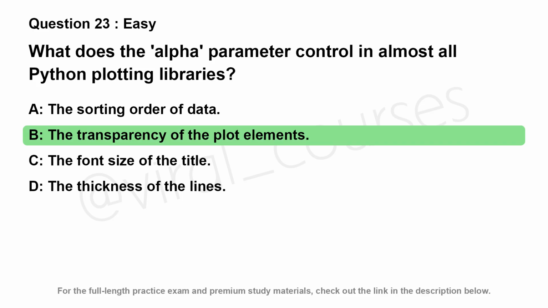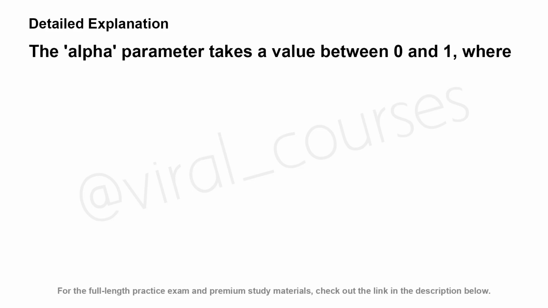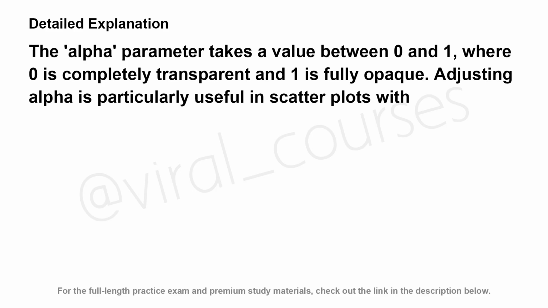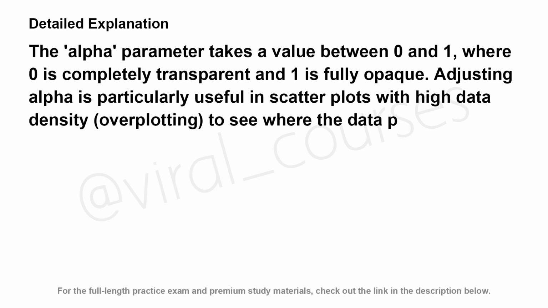The correct answer is B. The alpha parameter takes a value between 0 and 1, where 0 is completely transparent and 1 is fully opaque. Adjusting alpha is particularly useful in scatter plots with high data density, overplotting, to see where the data points are most concentrated.